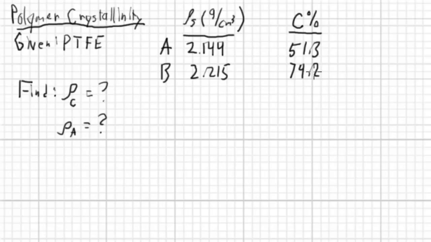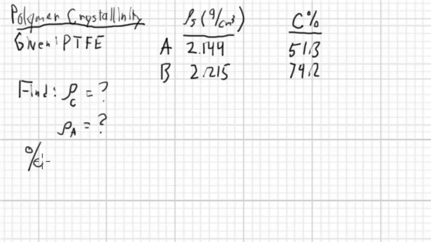We have two samples, and usually when we have two samples in a problem like this, it means that we need to use both of these in the same equation to find our two unknowns. And this case is exactly like that. Our equation that we're going to use is the percent crystallinity equation.